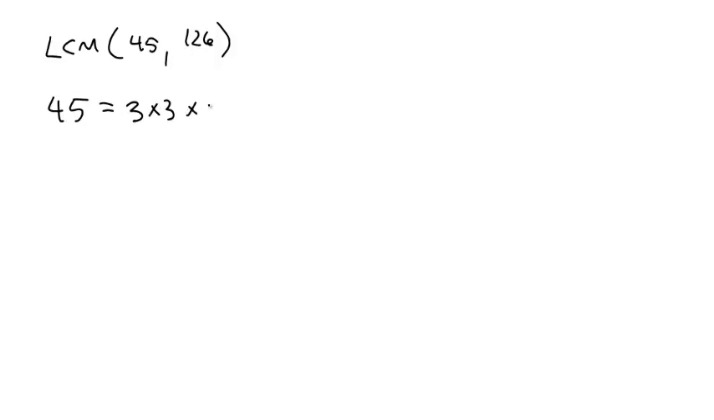Let's say we want the least common multiple of 45 and 126. Oof, 45 you should be able to factor in your head. 45 is 9 times 5. 9 is 3 times 3, and then there's the 5 that we had. 9 times 5, that's 45. 126, oof.